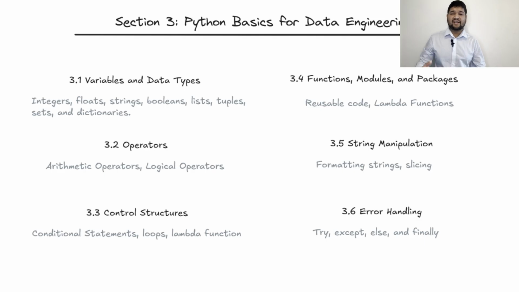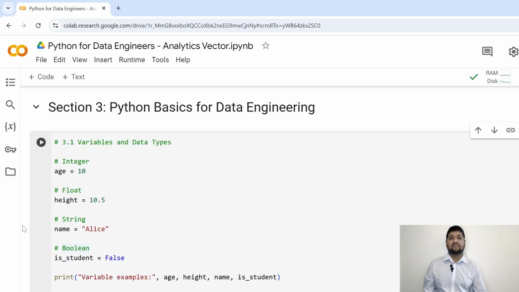Welcome to section 3. In this section, we'll explore the foundational elements of Python programming that are essential for data engineering. These concepts include variables, data types, operators, control structures, functions, and string manipulations. By the end of this section, you'll have a clear understanding of Python's building blocks, which you'll frequently use while handling data. Now let's look at variables and data types.